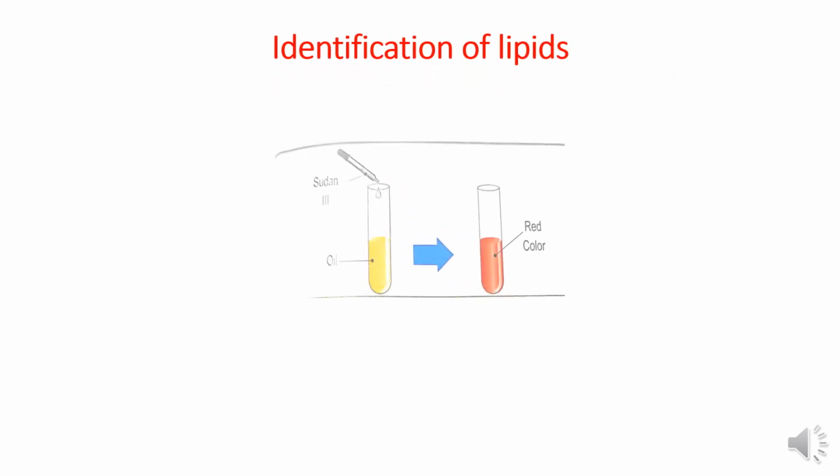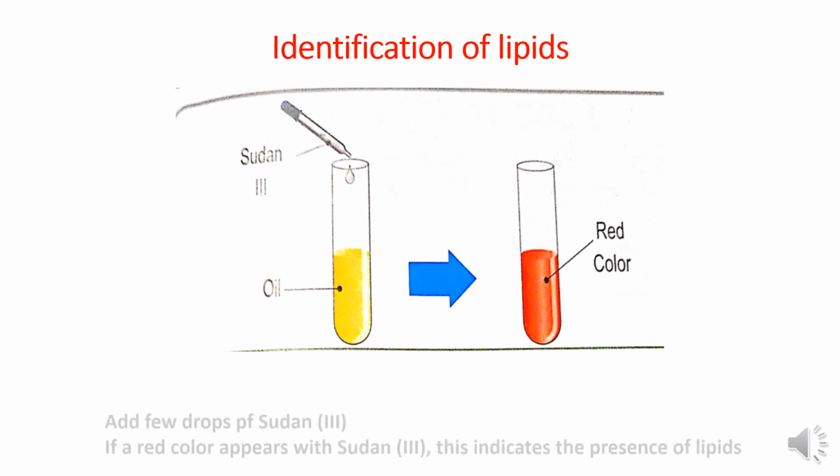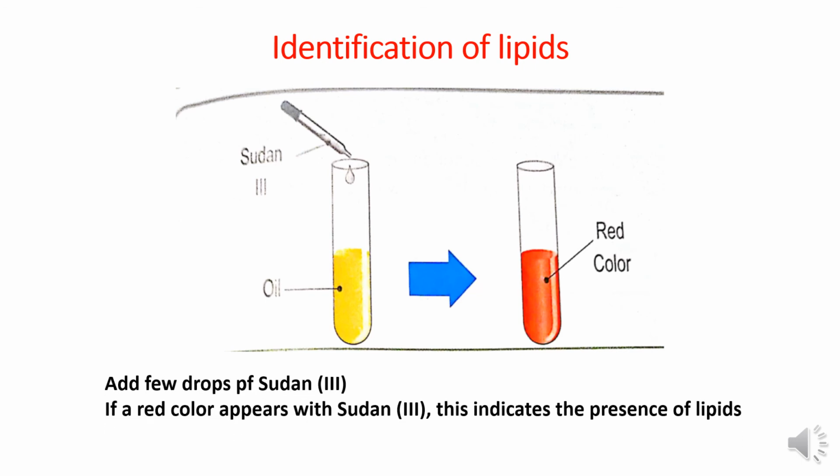Identification of lipids. After adding Sudan 3 to a test tube containing oil, a red color appears. This indicates that oil contains lipids. In order to identify the presence of lipids, add a few drops of Sudan 3. If a red color appears, this indicates the presence of lipids.